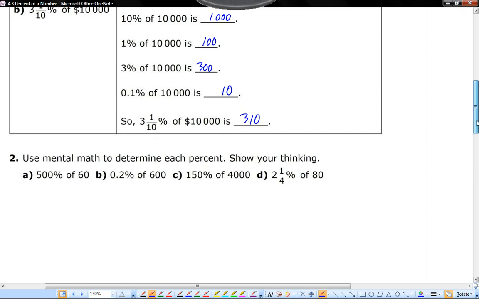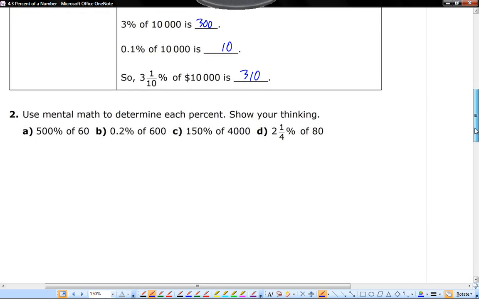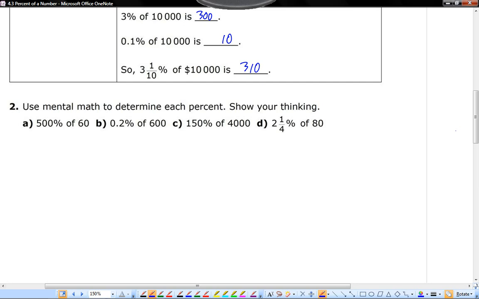So now let's use some mental math to determine each percent, and we're going to show our thinking along the way as we've done in example number 1. So if we want to find 500% of 60, we could start by finding 100% of 60, and of course that's just 60. So that means that 500% of 60 is just going to be 5 times that, which will give you 300.